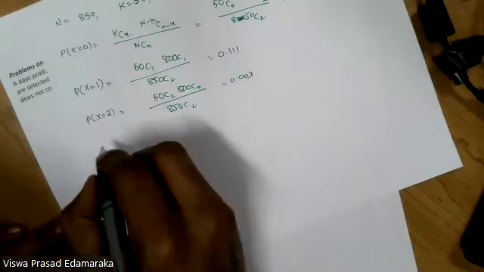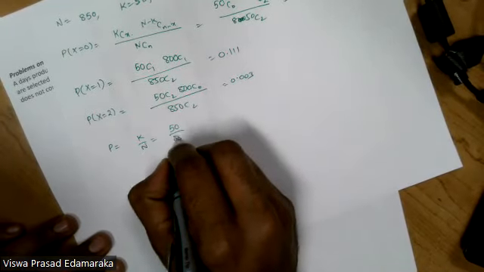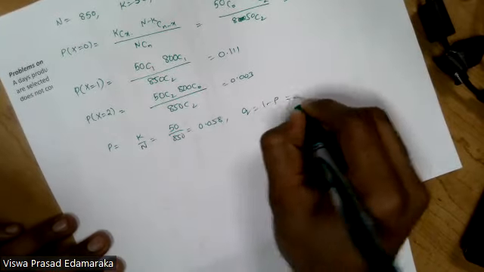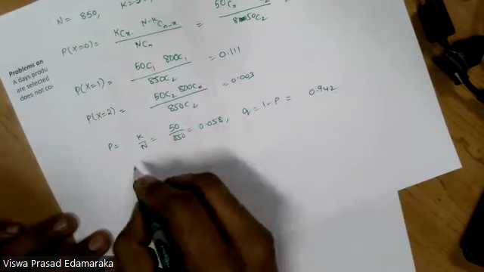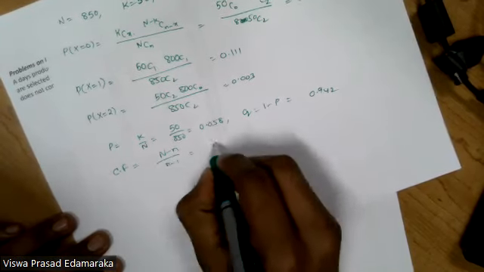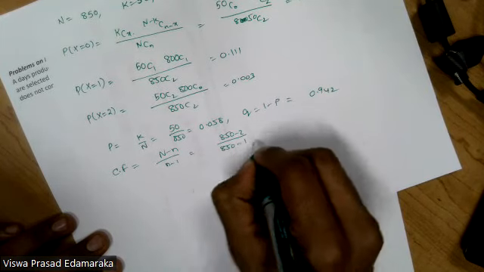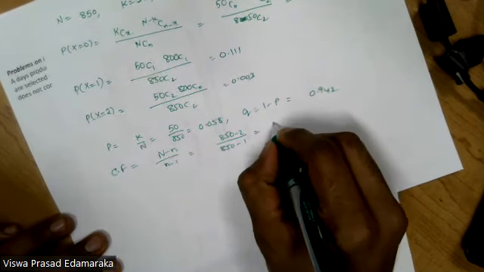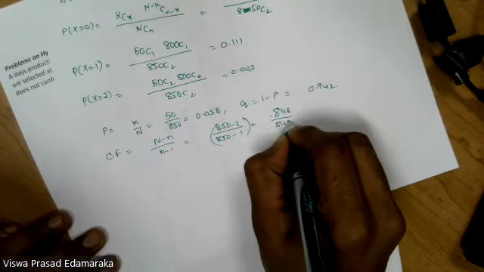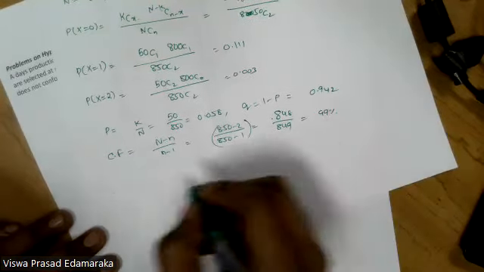So we know that P equals K by N, that is 50 divided by 850, that is 0.058, and we know Q equals 1 minus P, 0.942. And there is a correction factor, N minus n by N minus 1, that is 850 minus 2 by 850 minus 1, 848 divided by 849, it's around 99 point something, almost 99%.